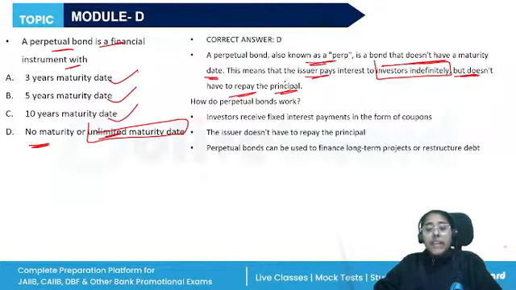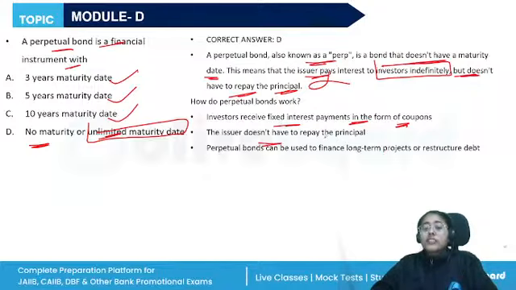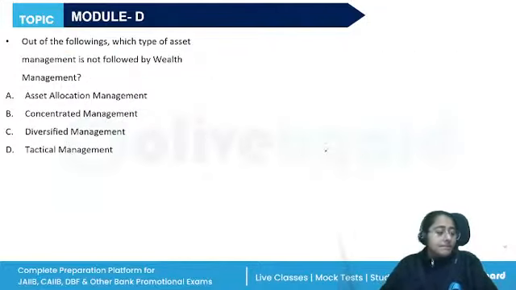Interest will be paid by the issuer of the bond. Indefinitely means there is no maturity, there is unlimited maturity, but they are not required to repay the principal. So the investors receive fixed interest payment in the form of coupons. Issuer does not have to repay the principal, and these bonds can be used to finance long-term projects or restructure debt. All right, next question.